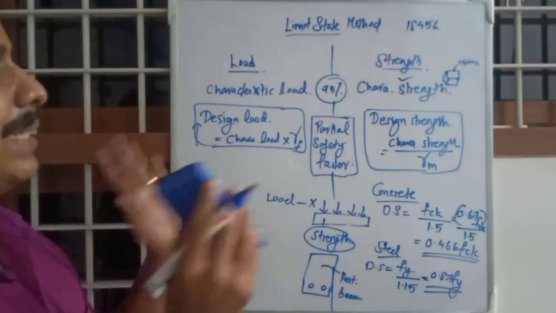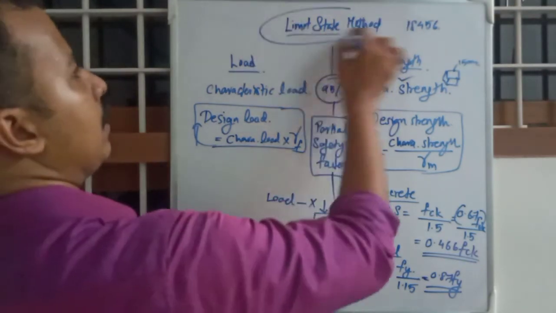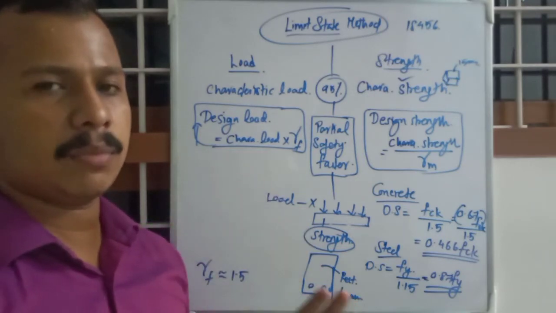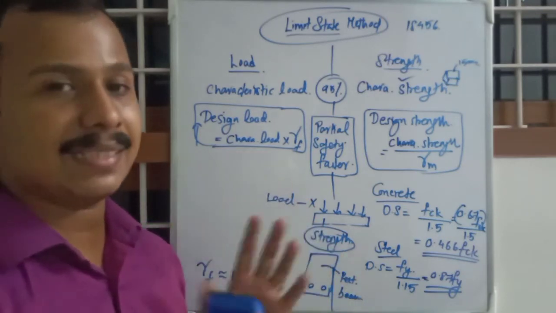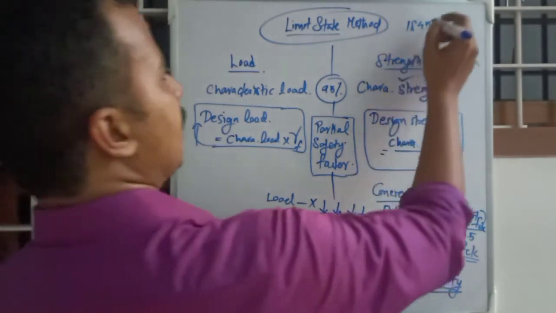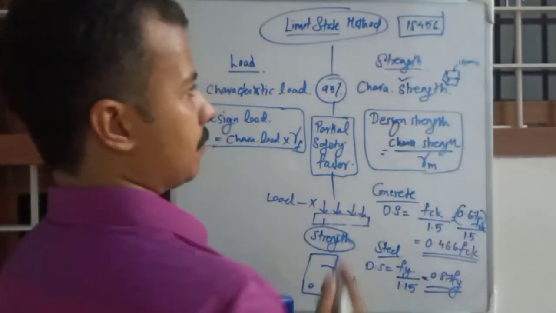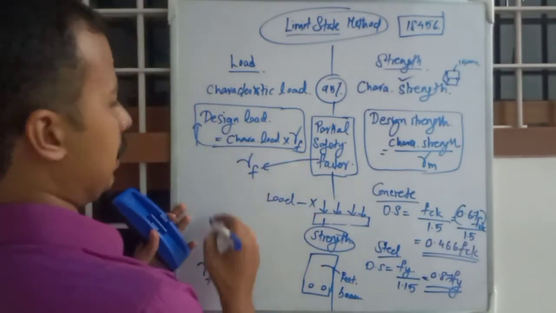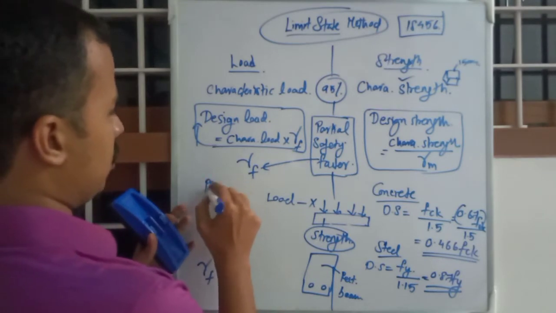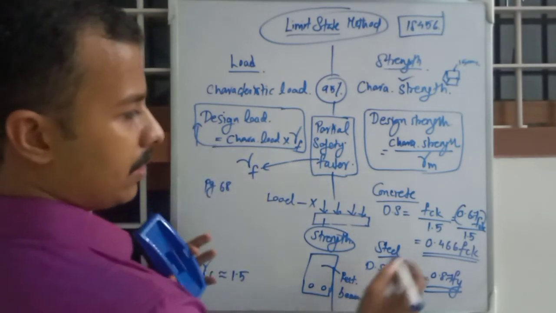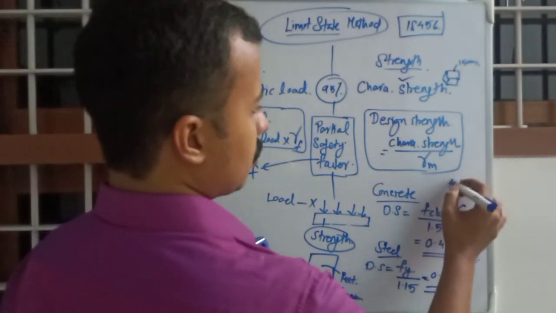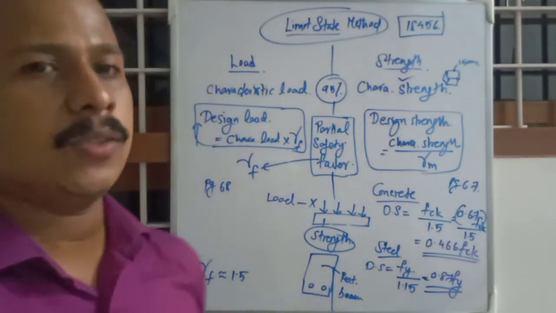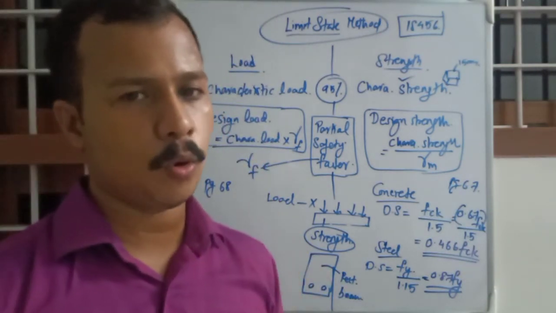So this is the basic theory behind the limit state method. That's it. And don't worry if you don't remember much of these things I said to you, or the details. You will have IS 456 to refer to, and the values of partial safety factor gamma F will be available on page 68, and these things will be available on page 67. Okay, so now we move on.